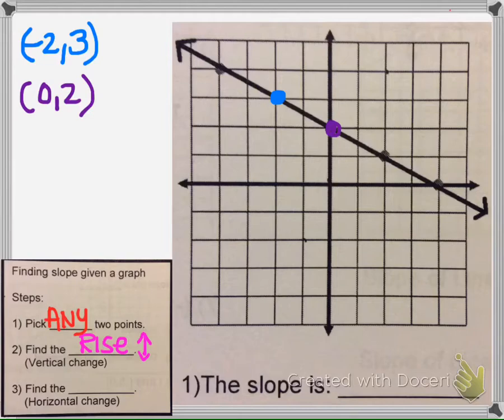But it really doesn't matter. So if I start at the purple point, to get to the blue point, I have to change a height of 1. So my rise is 1.